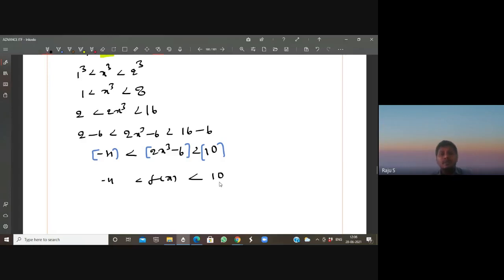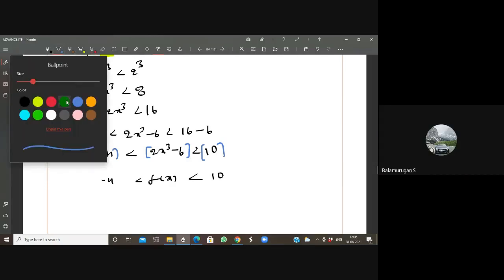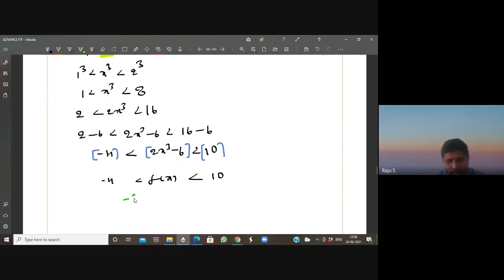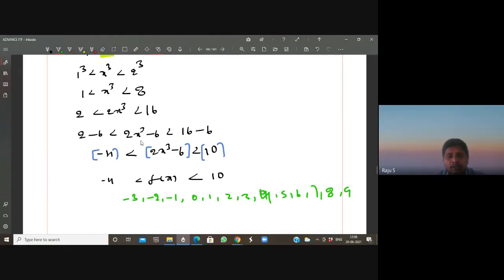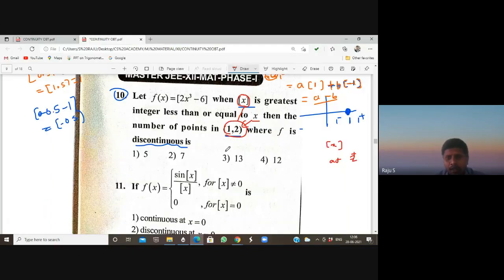See here, at every integer the function is discontinuous. How many integers are there between minus 4 to 10? Between means, what are the integers? Minus 3, minus 2, minus 1, 0, 1 up to 9. Yeah, minus 3 till 9. How many are there? 13. So totally 13. So third option.